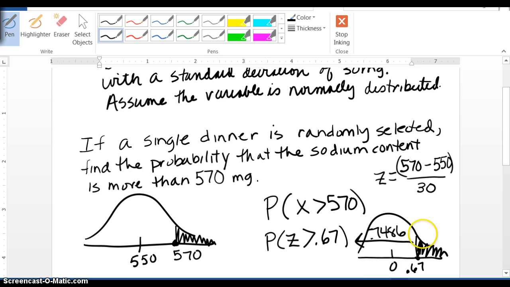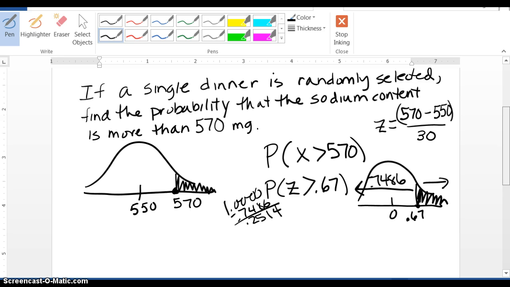And then to get the area to the right of this, we subtract from 1. So this would be 1 minus 7486. Looks like 0.2514. So right about a 25% chance that you would get a package, an individual package that has more than 570 milligrams of sodium in it when the average is 550 and the standard deviation is 30.